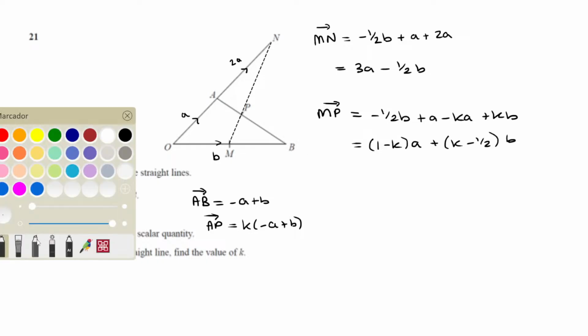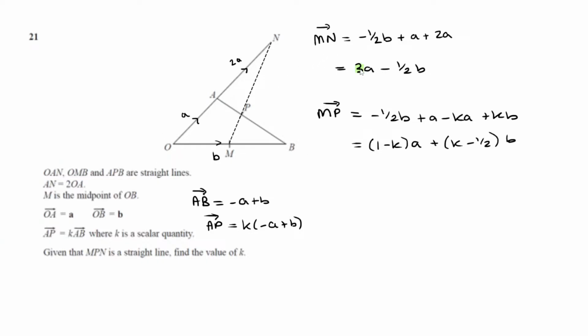So I've got my 2 vectors. Then I need to compare the coefficients. So of A, that's one of my equations. We're creating simultaneous equations now. And then B.